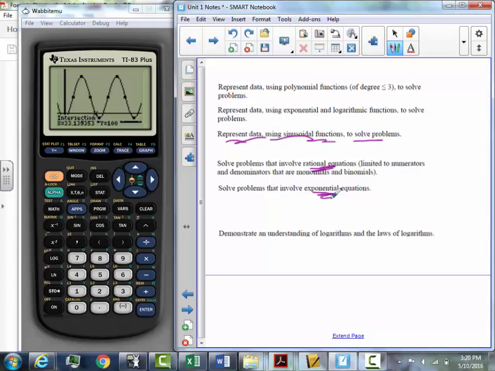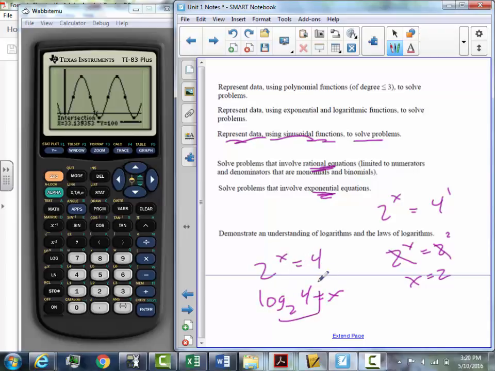You have to be able to solve exponential equations, like say 2 to the power of x equals 4 to the power of 1. Well, you'd say this is the same thing as 2 squared. You can cancel the 2's and tell me that x is 2. You guys remember doing that? Or if I said 2 to the power of x equals 4, you could say log base 2 of 4 equals x, and then just type that in your calculator. Or you could even graph and see where they cross. So, yeah, that's our unit. So 4 things: polynomials, exponents, logarithms, sines.